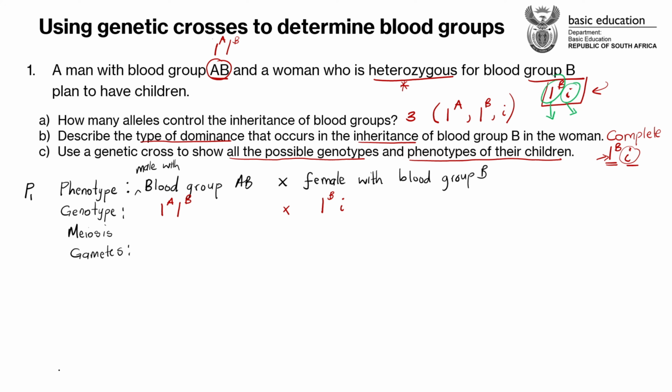Okay, so when we form the gametes, what's going to happen is these alleles are going to separate because they are found on chromosomes. So IA, IB shows that these two have separated. Then we are crossing this with IB, comma, small letter i. And now, what happens after we've got the gametes?